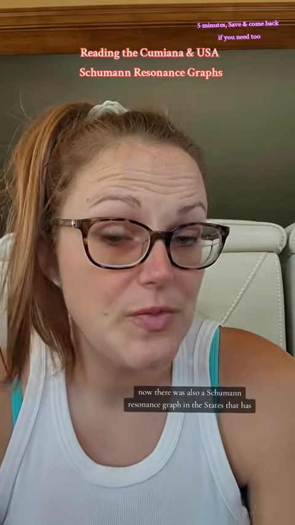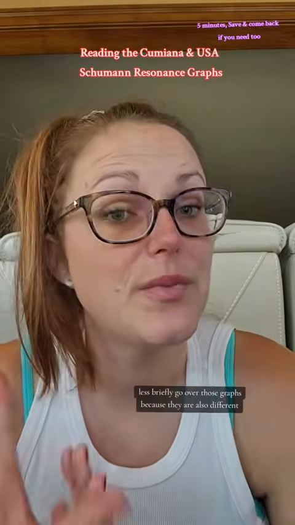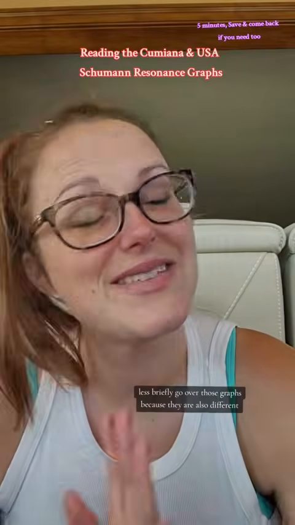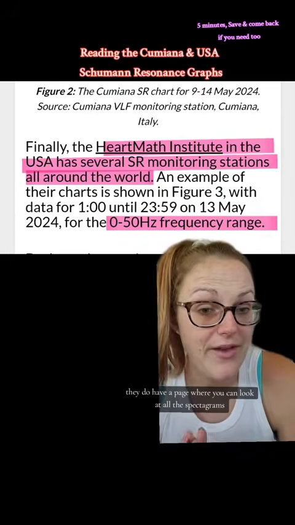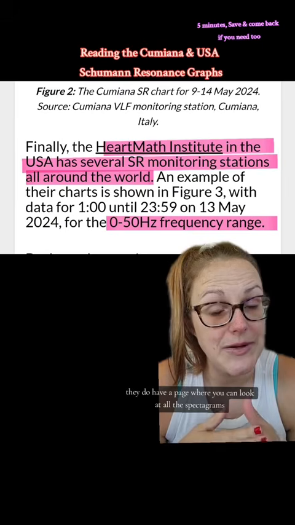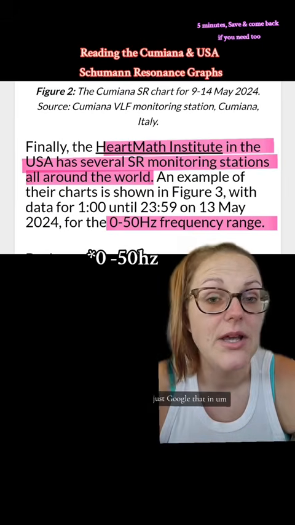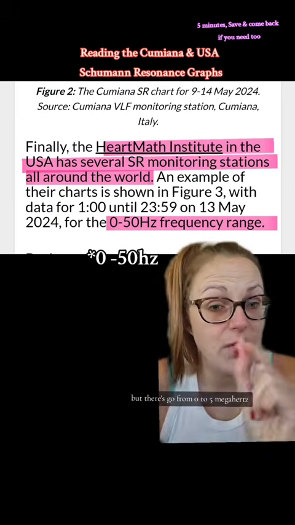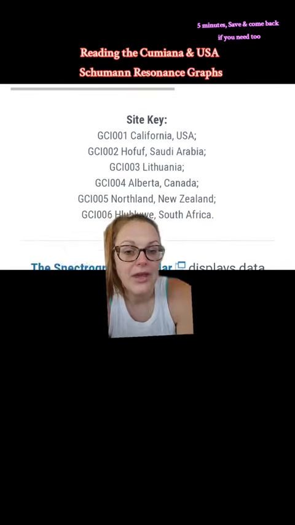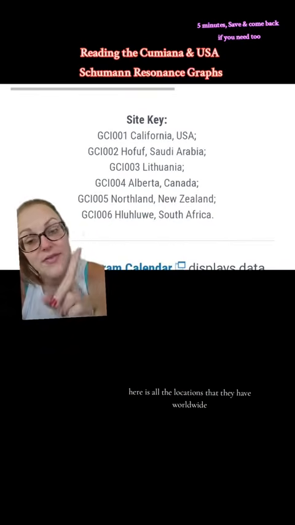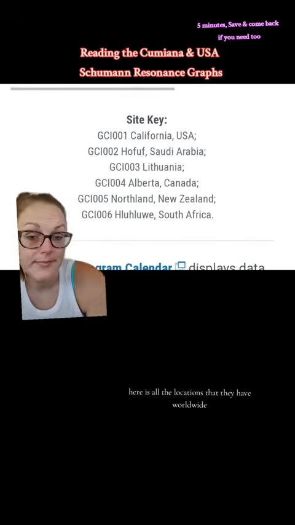Now there's also a Schumann Resonance graph in the States that has stations all over the world. Let's briefly go over those graphs because they are also different. The HeartMath Institute has a page where you can look at all the spectrograms. Just Google that in. But theirs go from 0 to 5 megahertz. Their graphs look like this. Here are all the locations that they have worldwide.